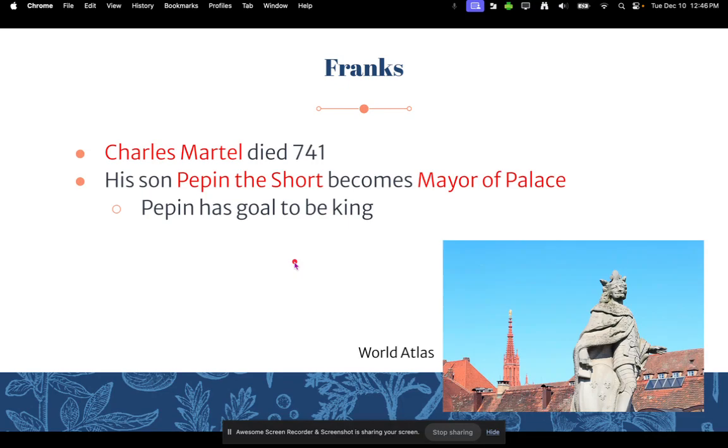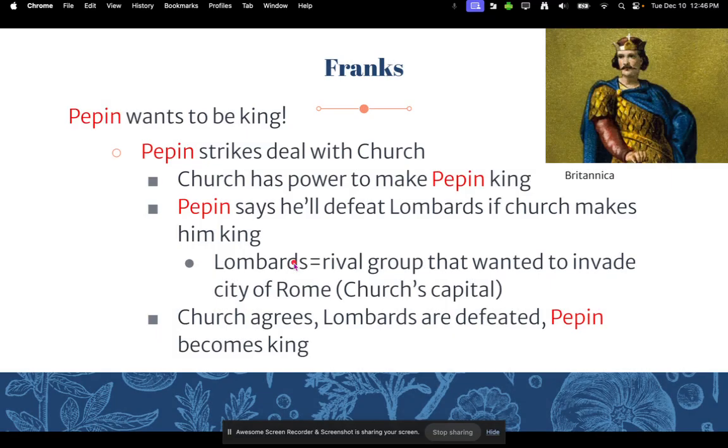So Charles Martel died in 741. His son, Pepin the Short, became mayor of the palace. But Pepin the Short is not satisfied with just being the mayor of the palace, although the mayor of the palace is the one with all the power. Pepin also wanted to be king. He wanted both. So Pepin wants to be king.